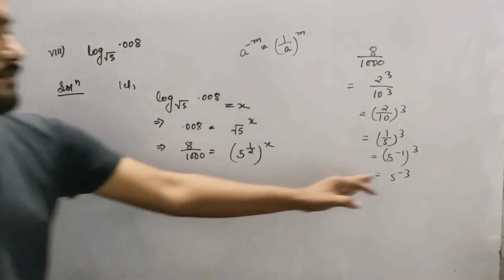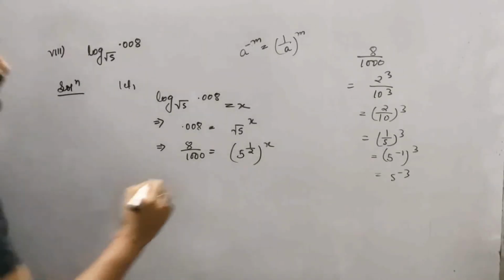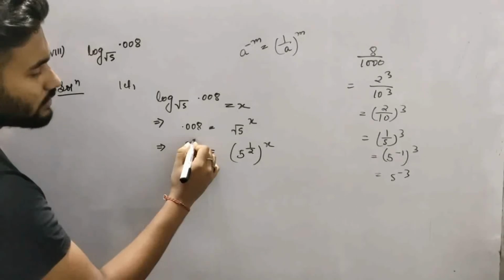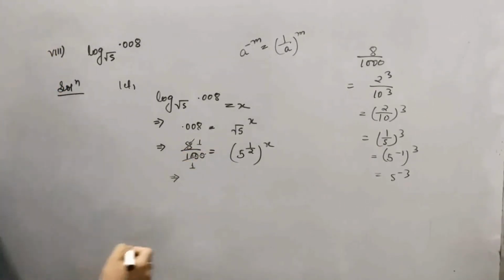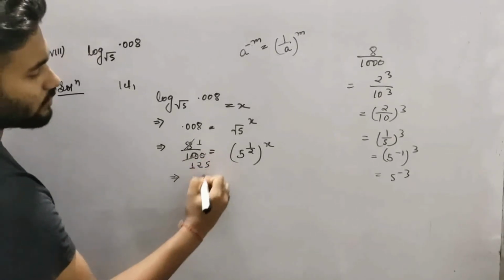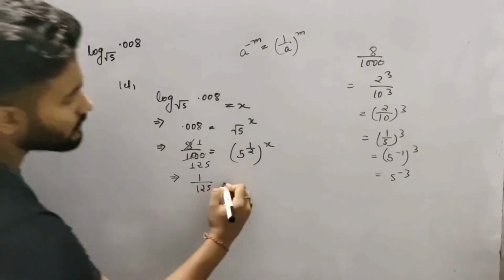Over here we get 5 to the power minus 3. In another way also you can do. That one is very simple. Cancel this one: 8 1s are 8, 8 5s are 40, so 1 by 125. Okay, this is equal to what?